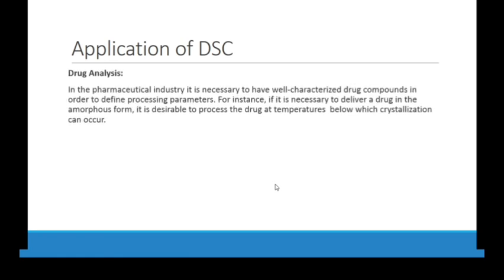So now what are the applications? First of all, it is involved in drug analysis. In the pharmaceutical industry, it is necessary to have well characterized drug compounds in order to define processing parameters. For instance, if it is necessary to deliver a drug in the amorphous form, it is desirable to process the drug at a temperature below where crystallization can occur. So if you want to deliver a drug in its amorphous form, you have to process it at a temperature below where crystallization can occur.